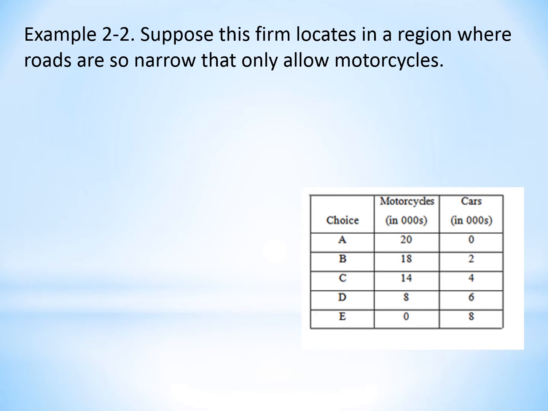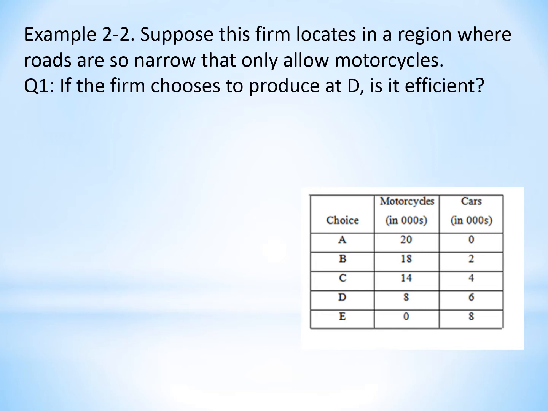Okay, let's do some exercises. Remember that we assume the farm is located in a region where roads are narrow and it only allows motorcycles. This means that people will most likely just buy motorcycles. Question number 1: if the farm chooses to produce at D, is it efficient? What do you think? D is on the PPF, right? So it should be yes, right? It is efficient. It uses up all of the resources.